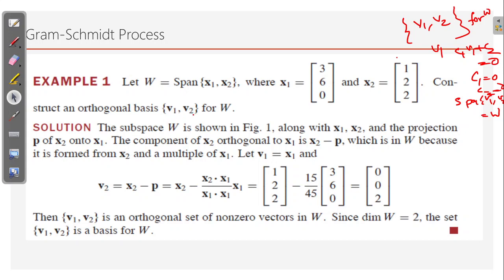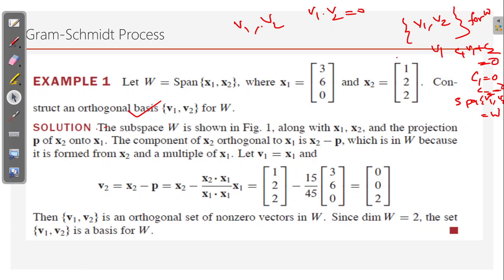Then what do you mean by orthogonal basis? Another condition also has to be satisfied, that is this set v1 v2 should be an orthogonal set. Orthogonal set means v1 inner product v2 will be equal to 0. That is, they are orthogonal to each other. So we will try to find two vectors v1 and v2 so that all these axioms are satisfied and thus form an orthogonal basis, right?